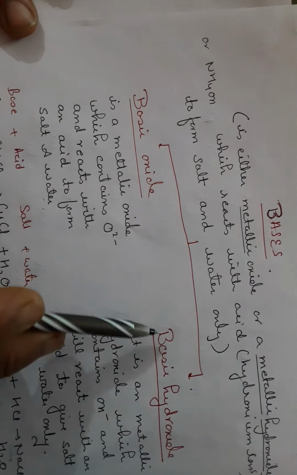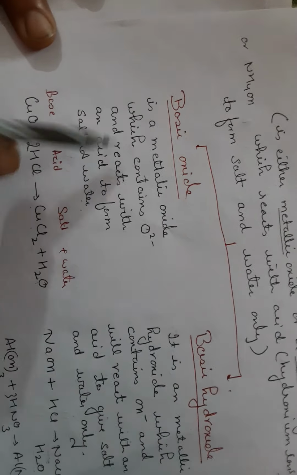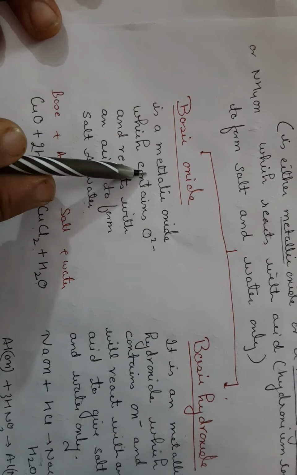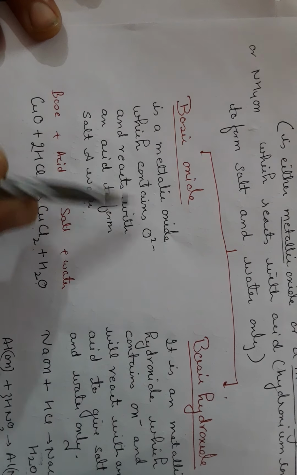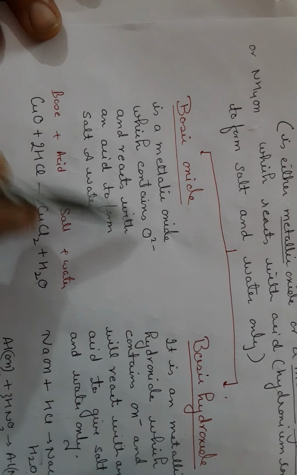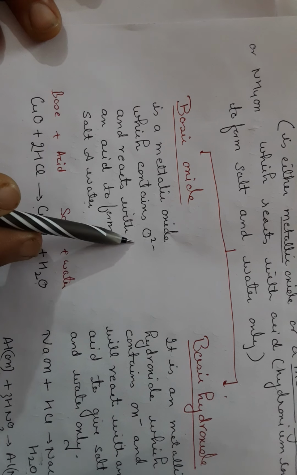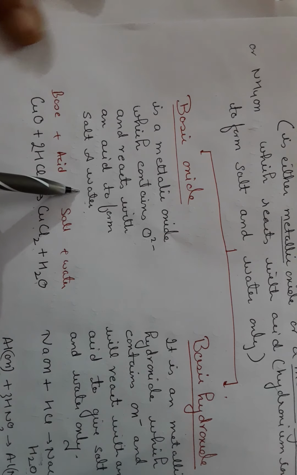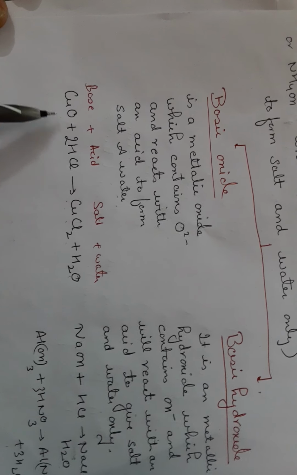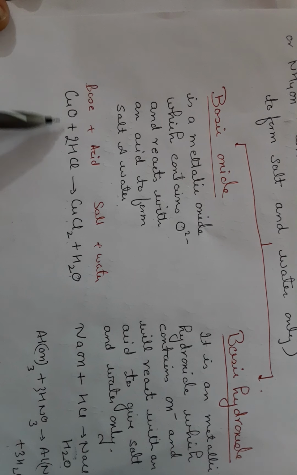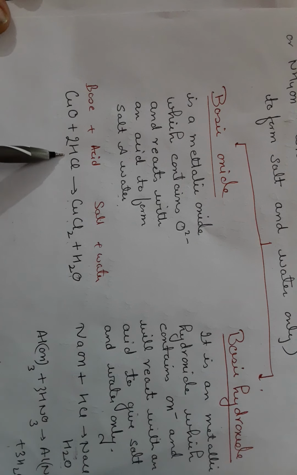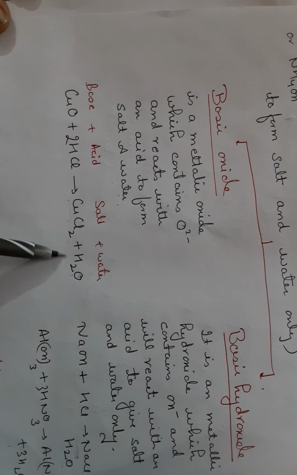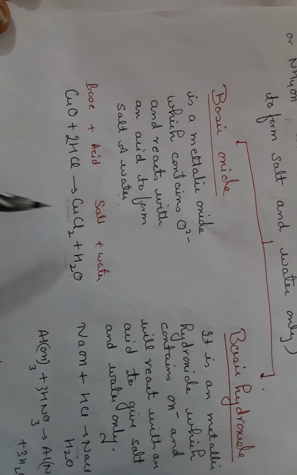Now, basic oxide and basic hydroxide. What is a basic oxide? It is a metallic oxide which contains O2- ions, oxygen ions, and reacts with an acid to form salt and water. Here I have given the example: copper oxide is a basic oxide. When reacted with hydrochloric acid, it gives copper chloride and water. Copper chloride is the salt here.